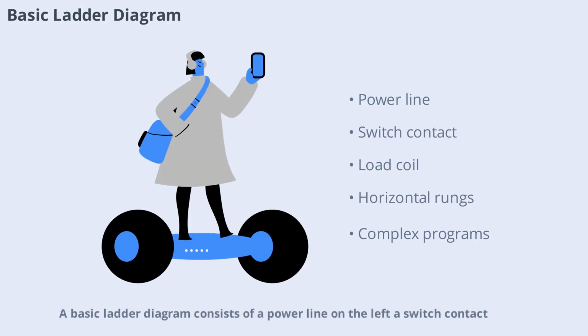A basic ladder diagram consists of a power line on the left, a switch contact, and a load, such as a lamp. The right vertical line provides a return path for current. Horizontal rungs represent individual control circuits. Multiple rungs and contacts can be added to create complex programs, enabling advanced control functions.